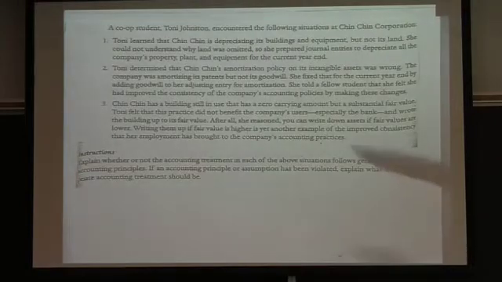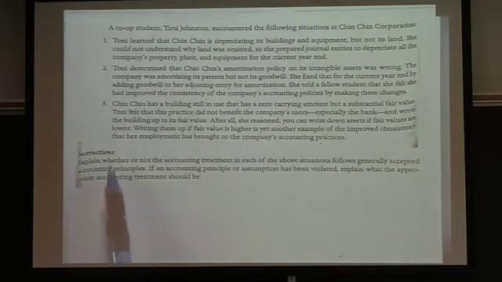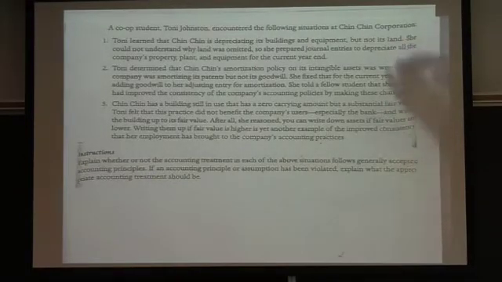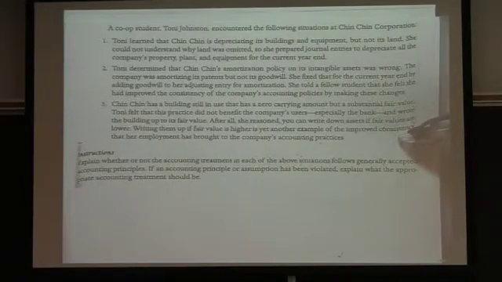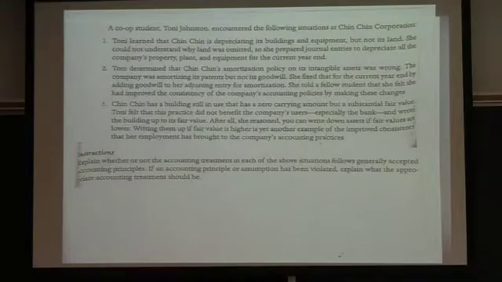So let's first read the required of the instruction. It says, explain whether or not the accounting treatment in each of the above 3 scenarios follow generally accepted accounting principles. So really we're asking the why. We're asking to explain whether what the co-op student did was correct or not, or whether it was compliant with generally accepted accounting principles, GAAP. If an accounting principle or assumptions have been violated, explain why, and what is the appropriate treatment? That's essentially what this question is all about.